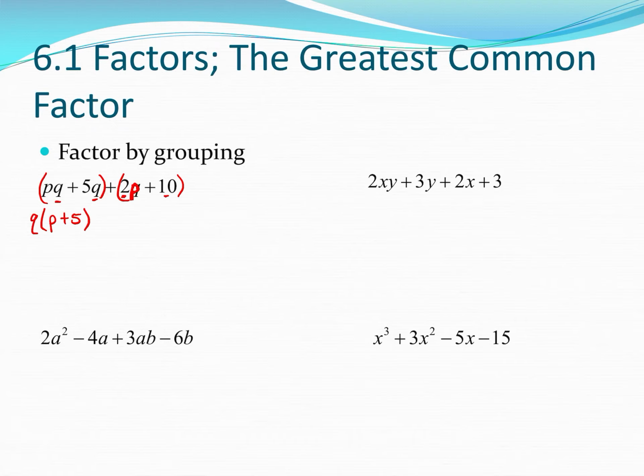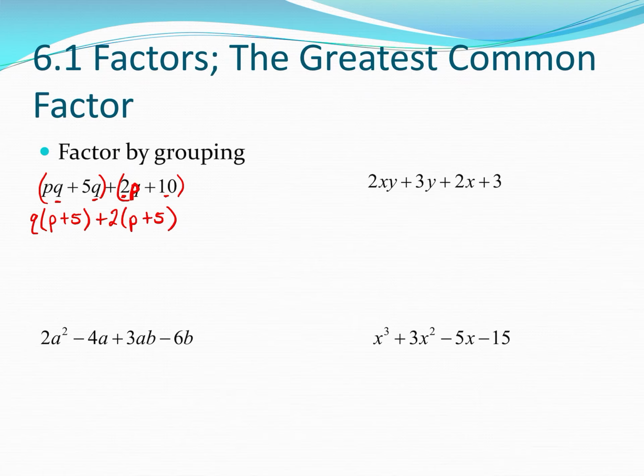And then in the second group, there's a common factor of 2, and it is a positive 2. So we're going to keep our plus sign, because right now we have not made this into multiplication. We will, but right now it's still just addition. So make sure you keep your positive sign there. And when you factor the 2 out, you'll notice that you have p plus 5.